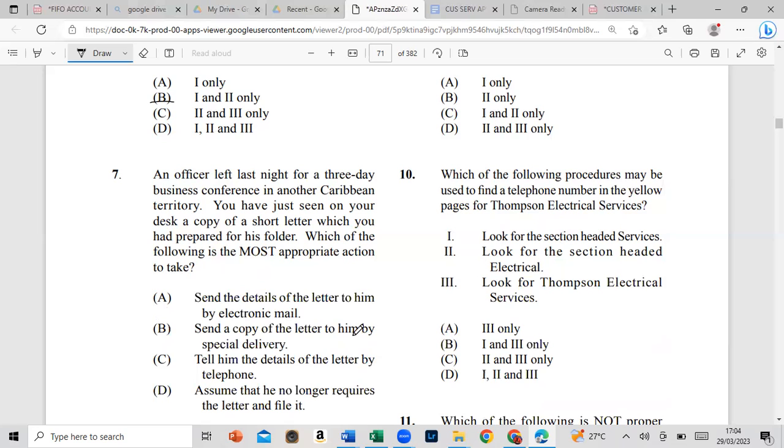It will be C, tell him the details over the phone. Alright, let's move on to number 8.